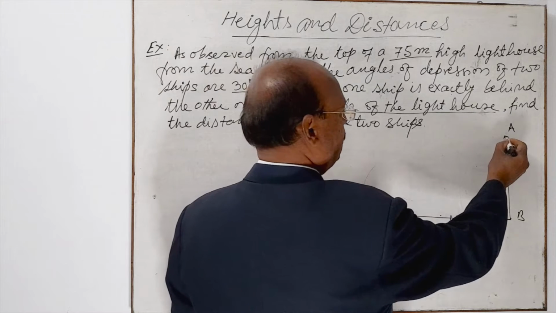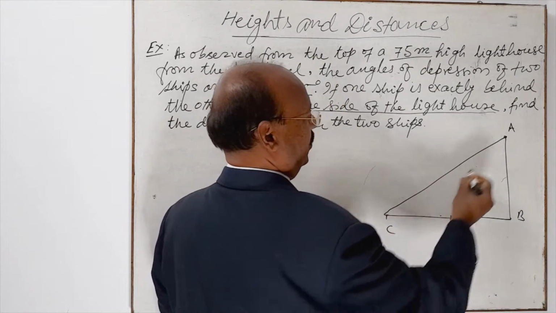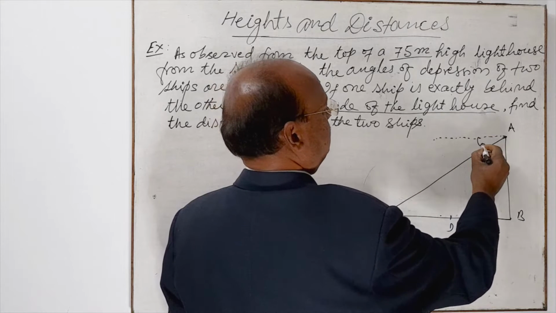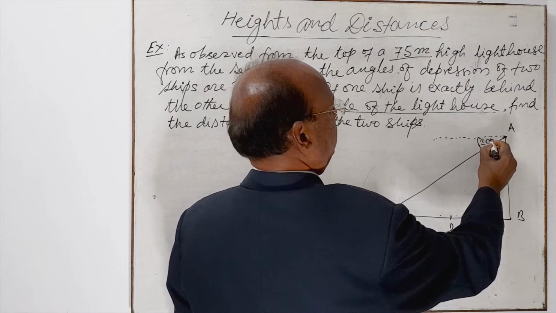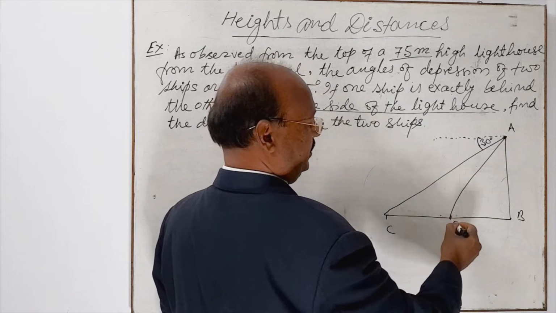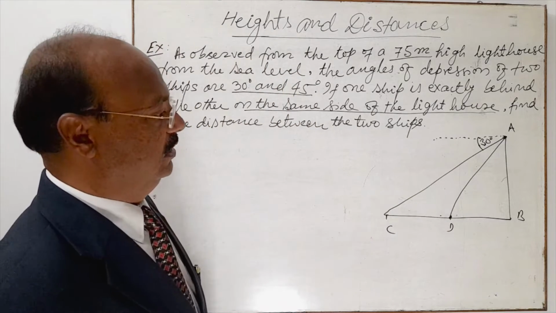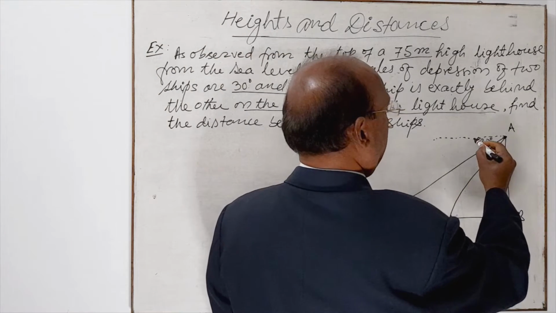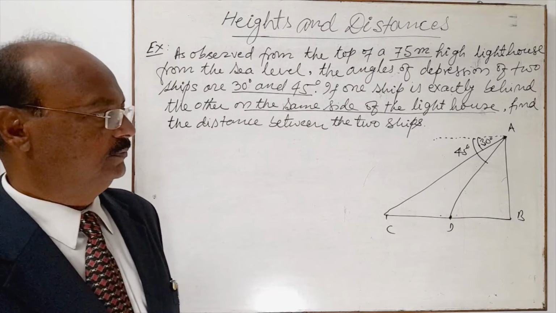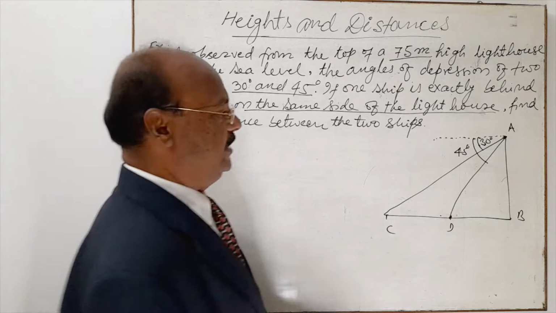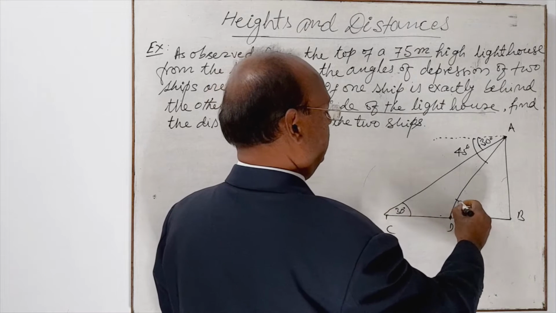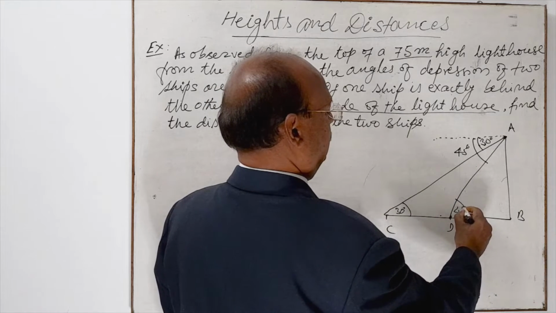So whenever you will join AC, this angle with the horizontal is 30 degree, and we will join A with the another ship D, then this angle of depression is 45 degree. So alternate angles are equal, so this angle will be also 30 degree and this angle is 45 degree.